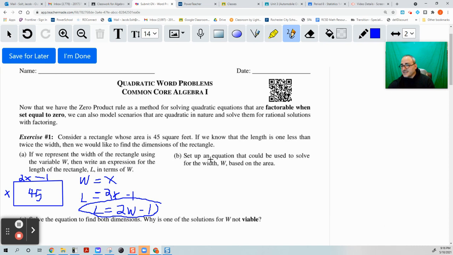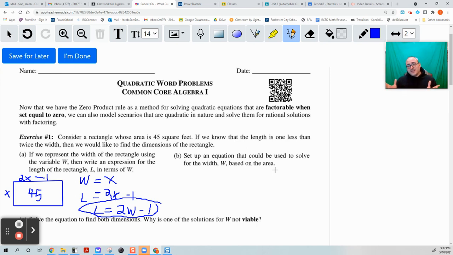Part B here says set up an equation that could be used to solve for the width based on the area. Give yourself some time to think about this. How would you set this up? What could you do right now to say, I know how these things are related? I know how length and width are related to area. How could you set that up as an equation?